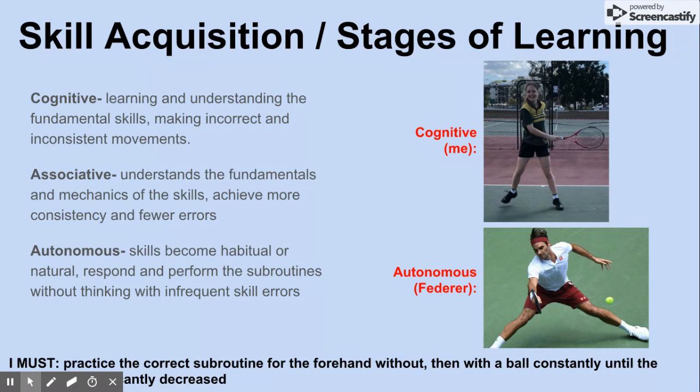The stage a player is at is heavily dependent on experience, which I have very little of. Therefore, I am currently near the middle stage of cognitive in my tennis forehand. The indicator of this is that I understand the subroutines: preparation, backswing, swing, contact and follow through. And I achieve a sound amount of consistency, but still have slight errors in my shots occasionally. To achieve a higher level in the cognitive stage, I must practice the subroutines for the forehand, with and without the ball, constantly until the errors are significantly decreased.